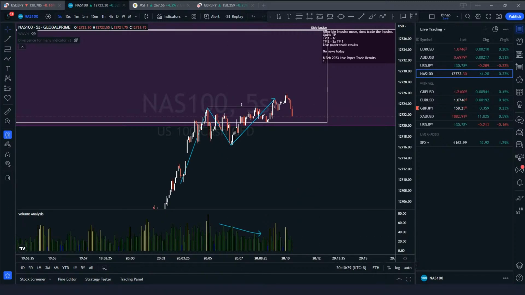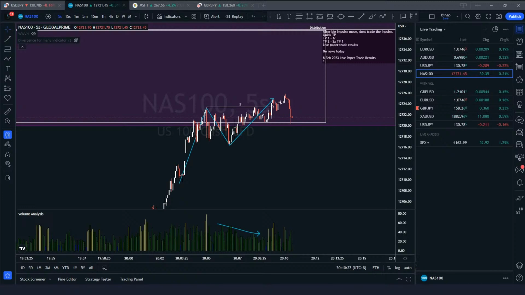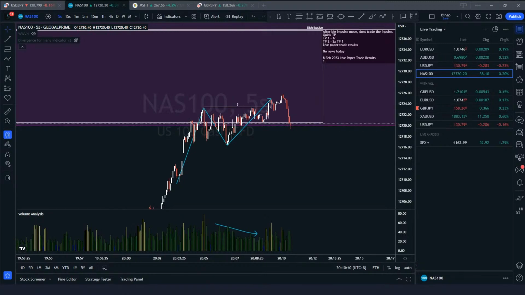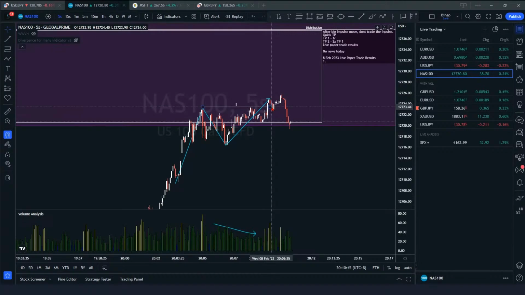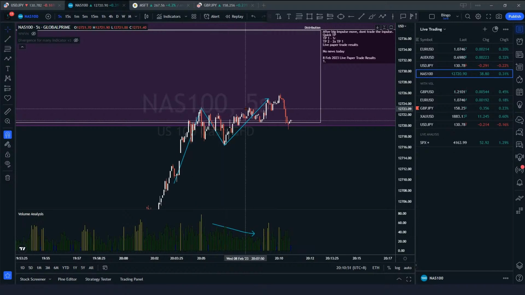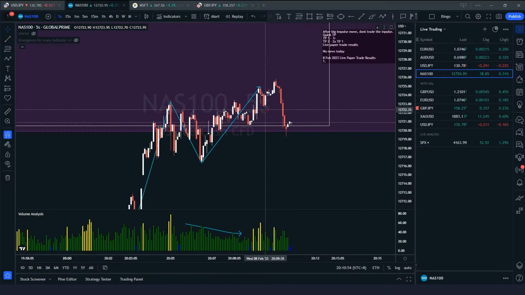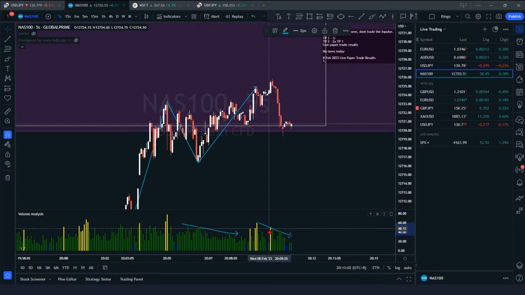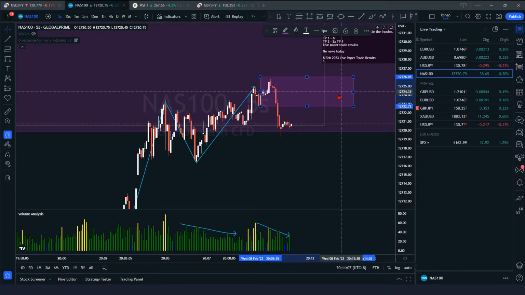Let me check something. I forgot which account. 50K. Okay, right here we first took the liquidity from up here, and we have broken market structure to the downside. But unfortunately, volume seems to be decreasing, and I'll wait for the second confirmation when price returns to this order block.